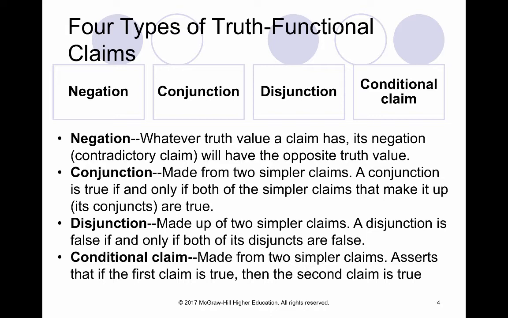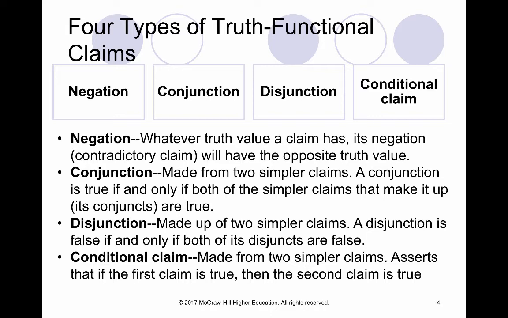Any given claim has a truth value, which means that its contradictory claim, called a negation, will have the opposite truth value. So if you know for sure that a particular claim is true, you know the opposite of that claim is false. A conjunction is made up of 2 simpler claims, and the only time it can be considered true is if both of those claims are true. If either or both of them can be proven false, then the entire statement is false.